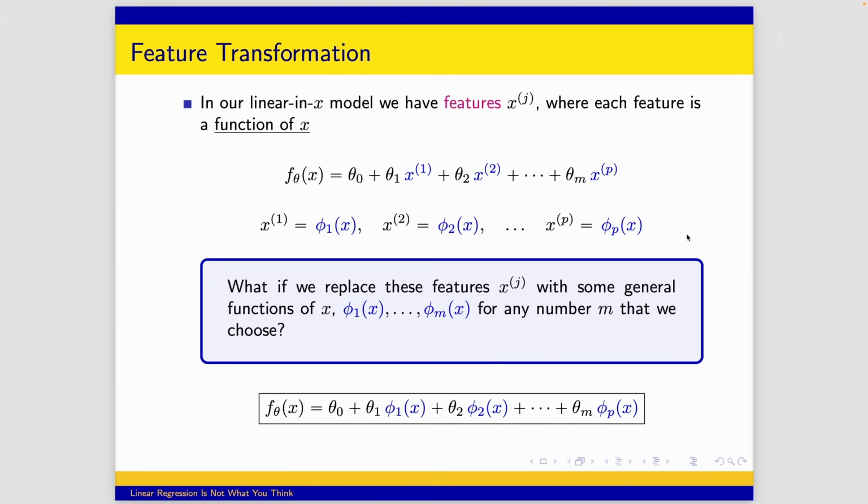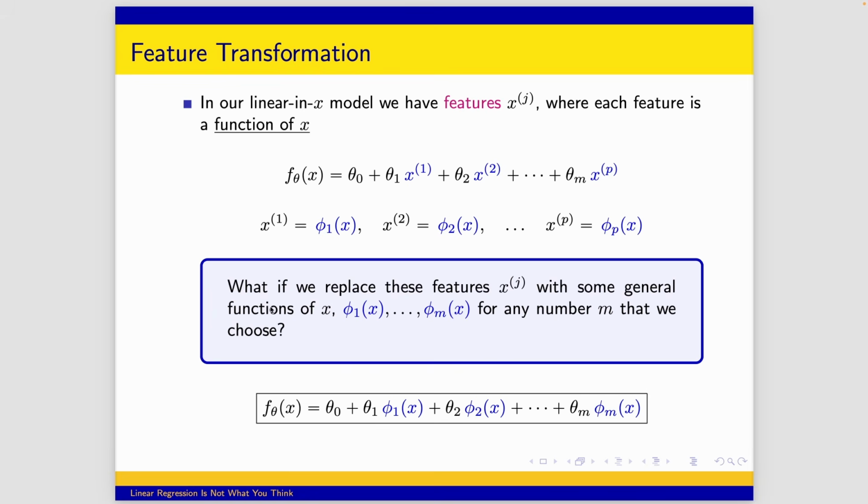Okay, so here is the key insight. What if we replace these features with just some general functions? Let me call them phi1 to phi m of x. And we choose how many of them we want. We don't have to have p. We can have any number. So instead of this model here, why not this model, which is a sum, a linear combination of some functions of x with this bias term theta 0.